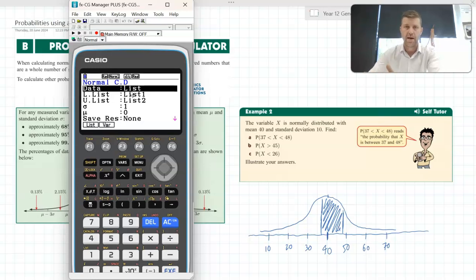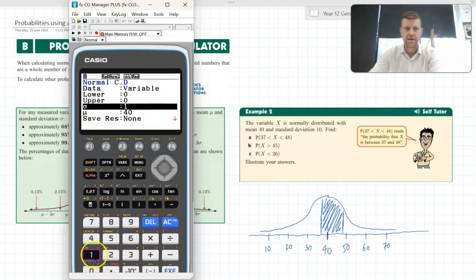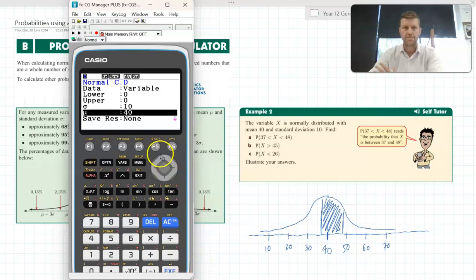We're actually going to put in a mean and a standard deviation because that was given to us in the question. So change that from list to variable, and that will then allow you to put in a mean of 40, that mu symbol there, and a standard deviation of 10, again, that lowercase sigma symbol. So those values are now set. I'm going to work out the probability that a piece of data is between 37 and 48 based on that standard deviation and that mean.